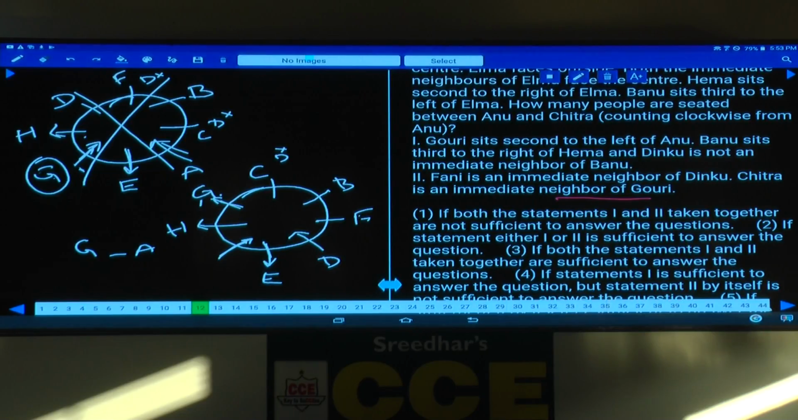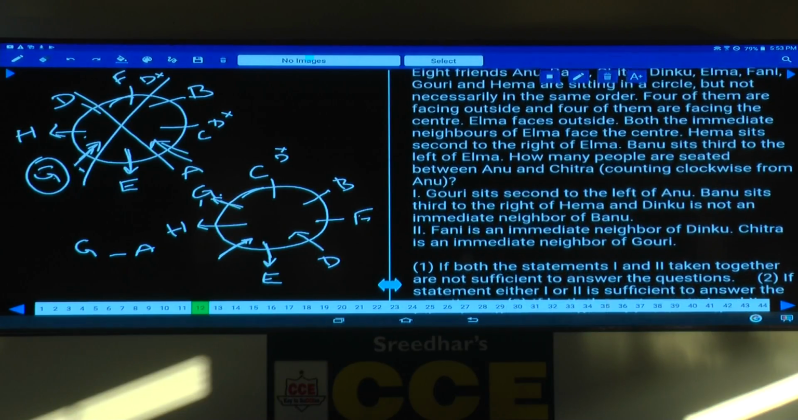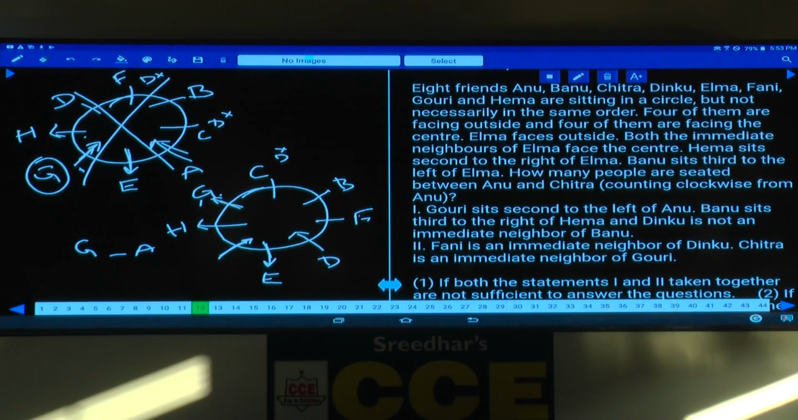Are you following or not? But what is the information here? And Hema sits second to the left of this one, immediate neighbors. Both the immediate neighbors of E are facing the center. Are you getting the answer or not?